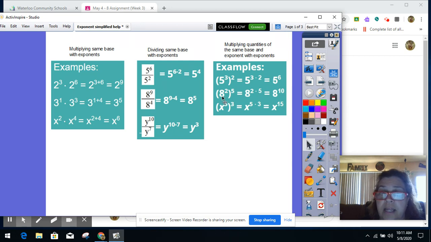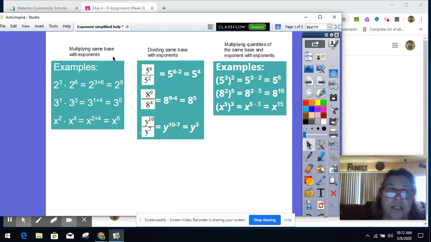Here we go again with 8 to the power of 2, 5 times. So we're going to multiply 2 times 5. They show that right here. Same base, 8 to the power of 2 times 5, 8 to the power of 10. Again, this works in any situation as long as they have the same base number, and in this case, x, and then the quantity of x to the power of 5, 3 times. So then we again multiply 5 times 3, which gives us 15.